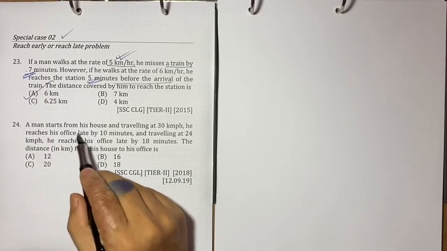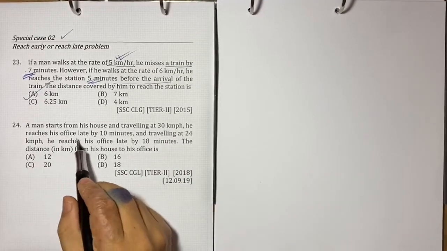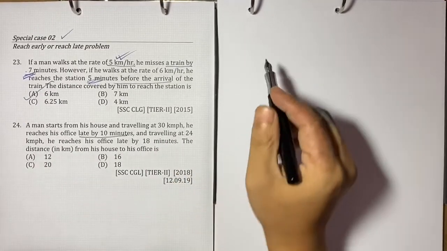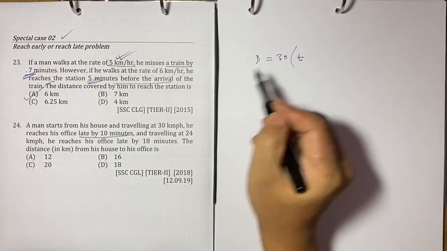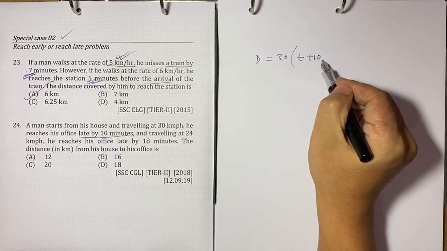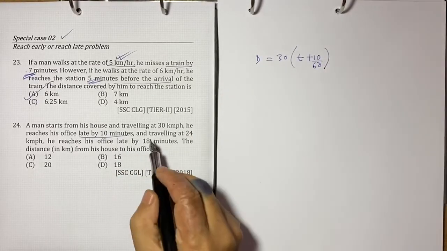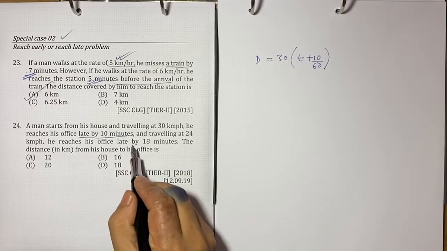A man starts from his house and travels at 30 km per hour. He reaches his office late by 10 minutes. Distance equals speed into time. Normal time plus he takes an extra 10 minutes. And traveling at 24 km per hour, he reaches his office late by 18 minutes.